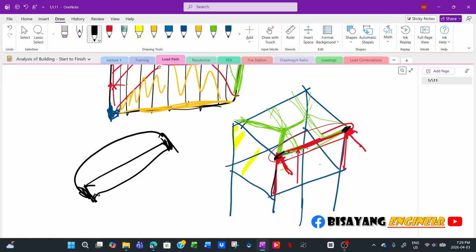That's why there's a saying in software: garbage in, garbage out. Whatever you input, if your input is garbage, then your output is garbage. That's why it's important not only to know how to use the software, but also to know how to apply the loads, because that's the most important. If you apply the load correctly, then of course your result will be correct.